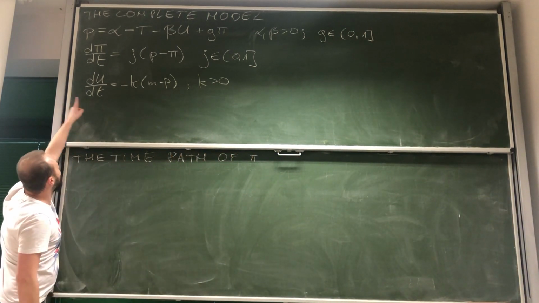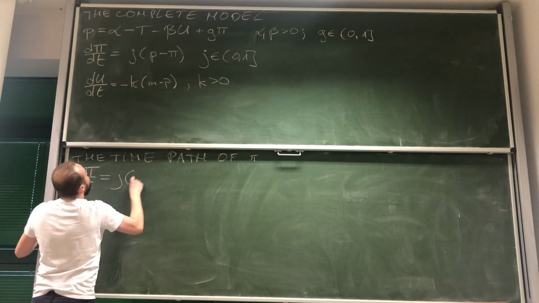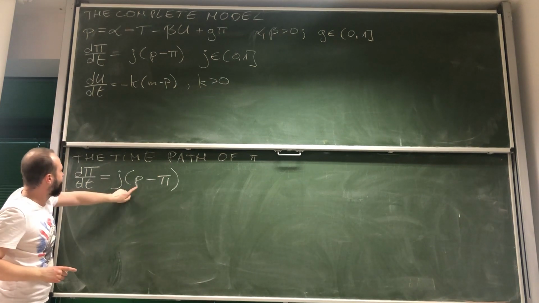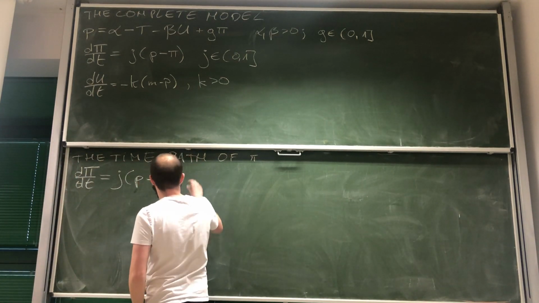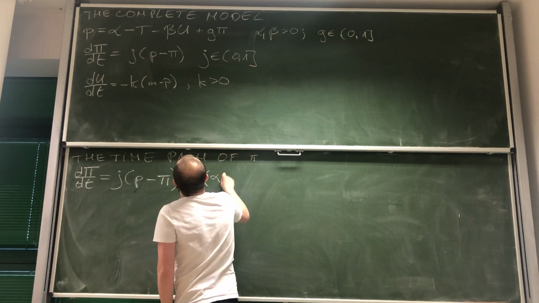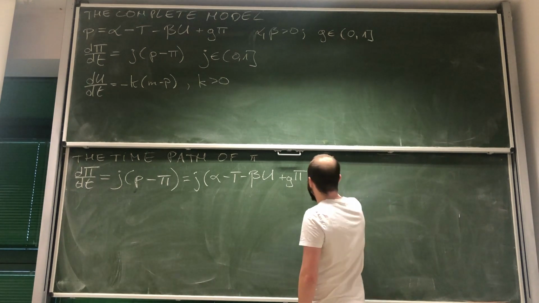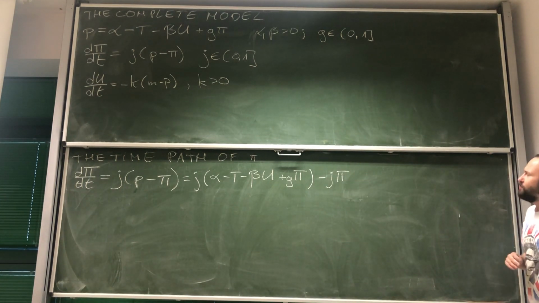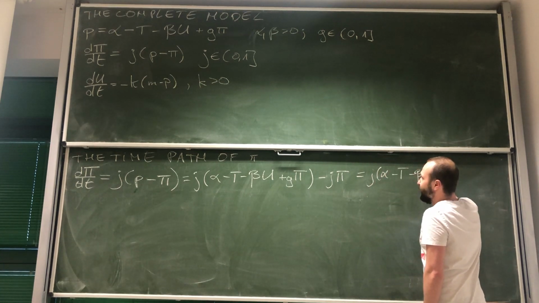Okay, so let's start with equation number 2, where we have dπ/dt equal to j times (p minus π). And now look, right away, we can substitute for p over here, substituting the first equation, now that we have two equations in our setup. So we've got that this is j times (α minus t minus βu plus gπ) minus jπ. Okay, now we can also simplify this quite easily, and we get that this is j times (α minus t minus βu).